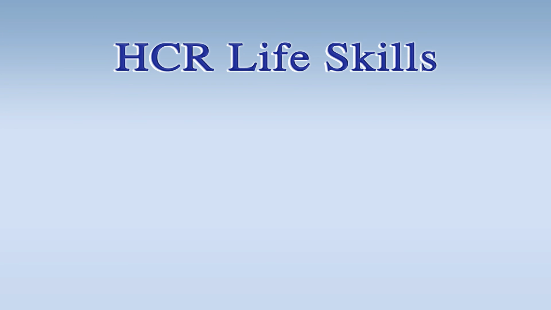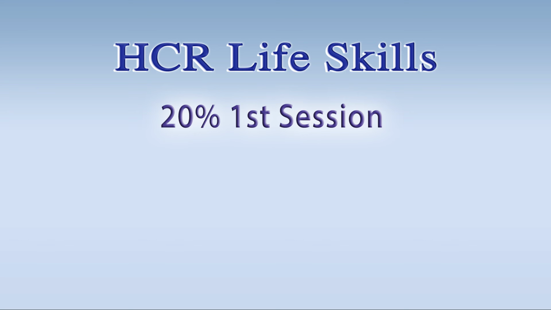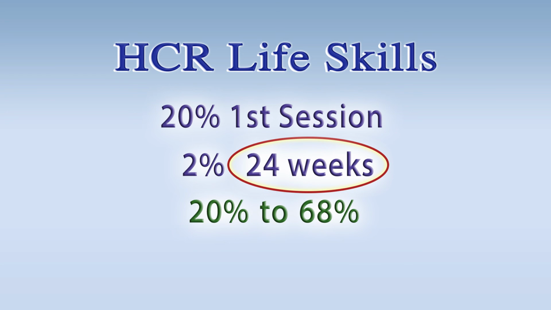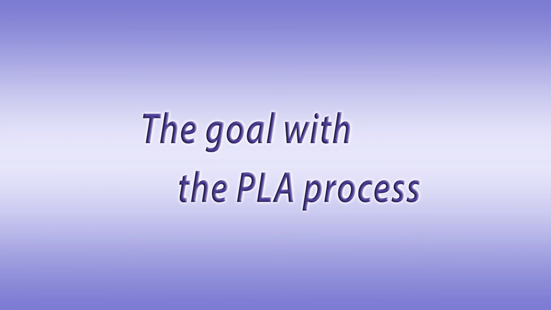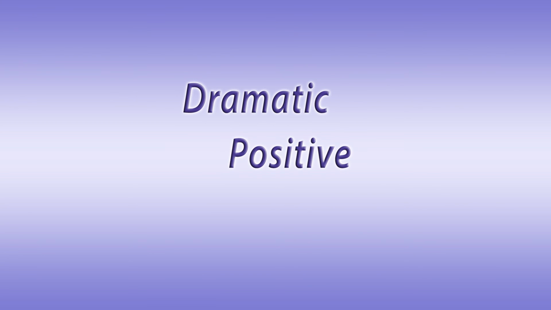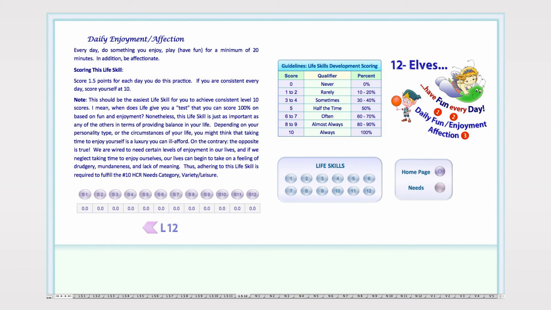For example, if you scored just 20% on your first life skills chart and you improved just 2% per week for 24 consecutive weeks, your score would improve from 20% to 68% in less than half a year, which would be a significant lifestyle change. If you improve just 3% per week, then your score would rise to 92%. The goal with the PLA process is not perfection, but rather consistent improvement. For over time, small, consistent improvements result in dramatic positive change. We'll finish up the scoring instructions by going to L12, which is the last life skill description page, Daily Enjoyment Affection.